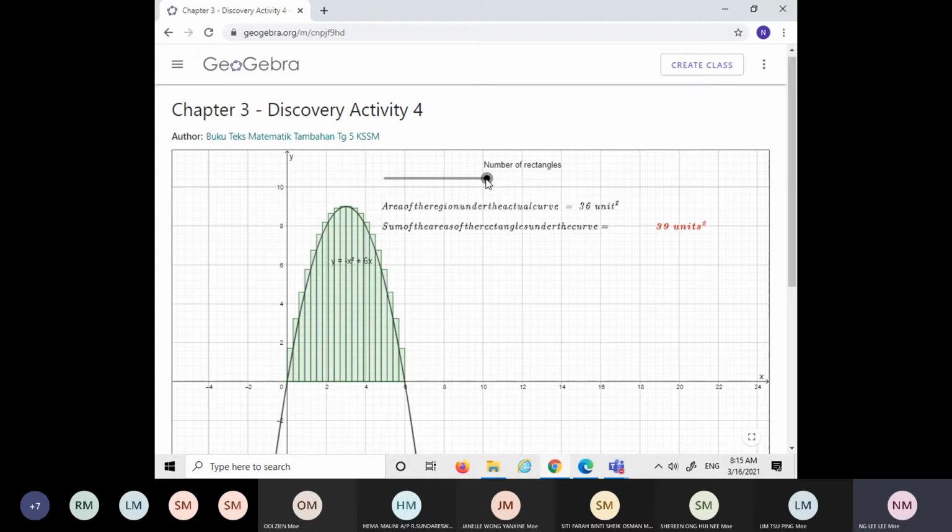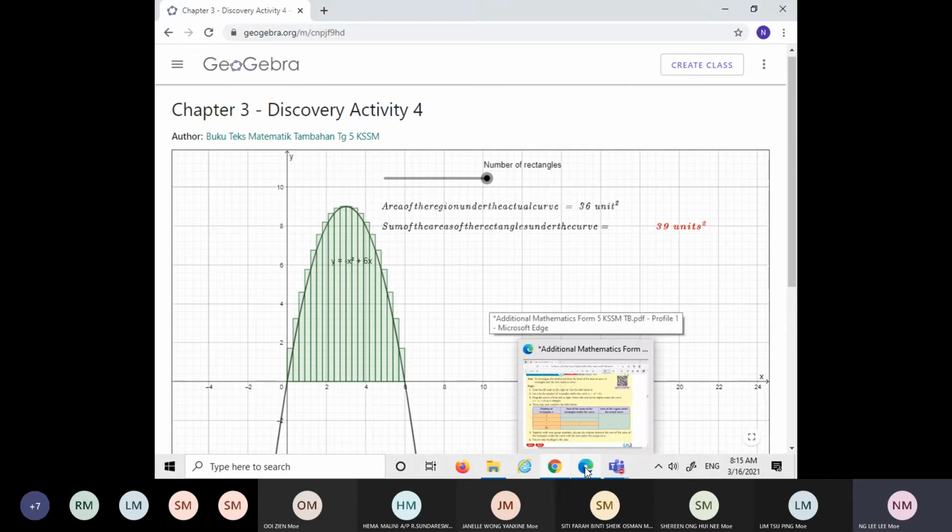So you can imagine, if you increase some more, more than the 20, the rectangles become very small, very tiny. Then you can use the concept of limit to find the area under the curve, which is very close to it. Okay, so this is the idea of the limit. Okay, so we go back to the textbook.